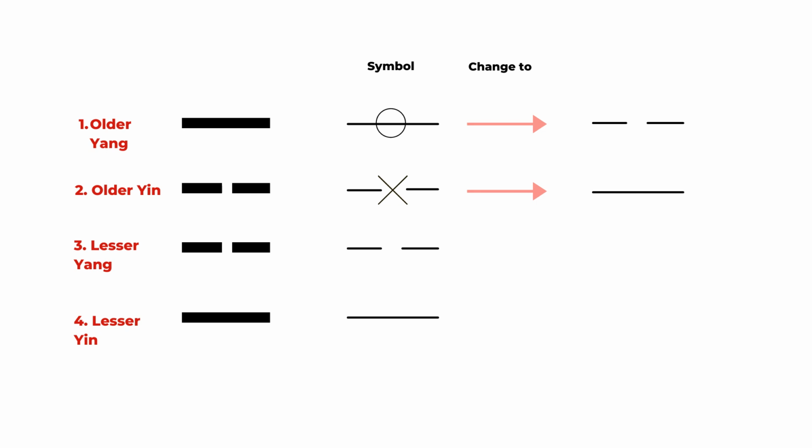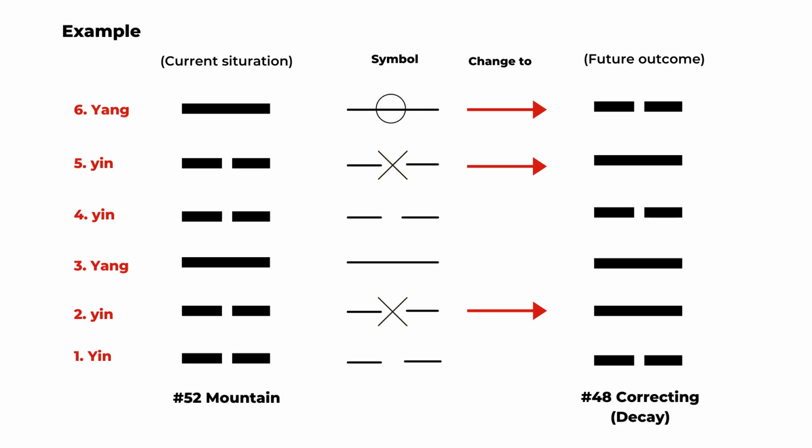So the yin becomes yang and yang becomes the yin. And for the third and the fourth combination, there's no change. The lines stay the same. Here is the example. We can look at the left side. We always start from the bottom line.